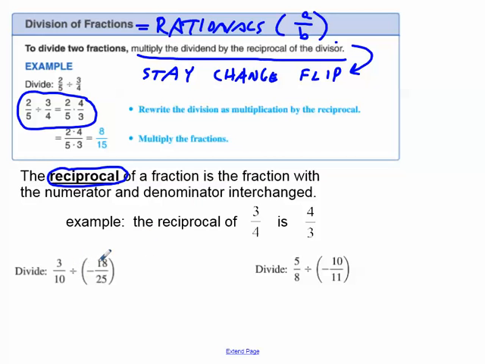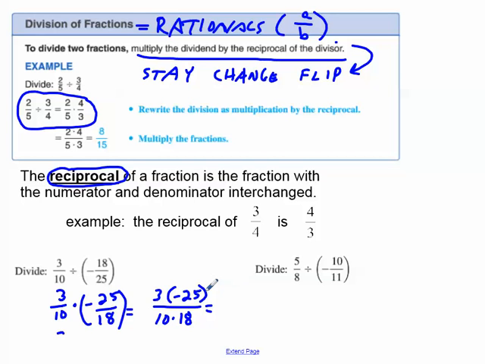Alright, so let's divide. Let's take a look at 3/10 divided by negative 18/25. Well, we're throwing a negative in here, but essentially it's really nothing big. If we follow my stay, change, flip rule: 3/10 stays, change divide to multiply, flip the second fraction, negative 25/18. And there's our stay, change, flip. I've got now 3 times negative 25 over 10 times 18, and I'm going to say that would also be 3 times negative 5 times 5.